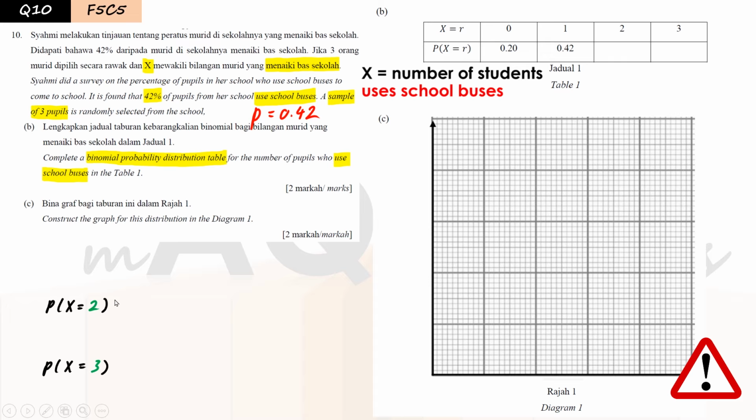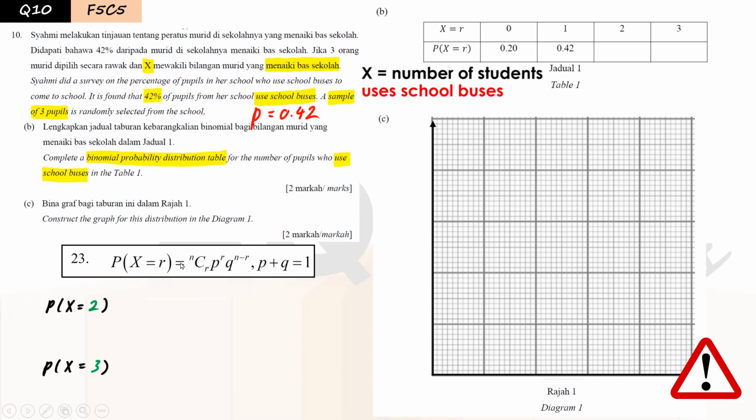It's through one of the formulas in the formula sheet, formula 23. This formula helps us to find the probability for binomial distribution. So what is the value of n and the value of p here? The value of n is the number of trials, which we have already seen in part A, which is 3. So why is it 3? We can look at here: a sample of 3 pupils are randomly selected. We repeated the experiment 3 times.